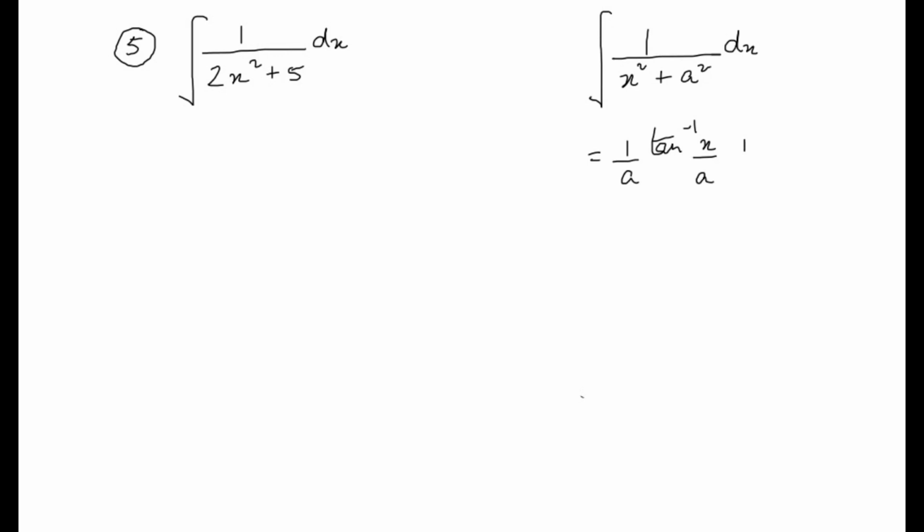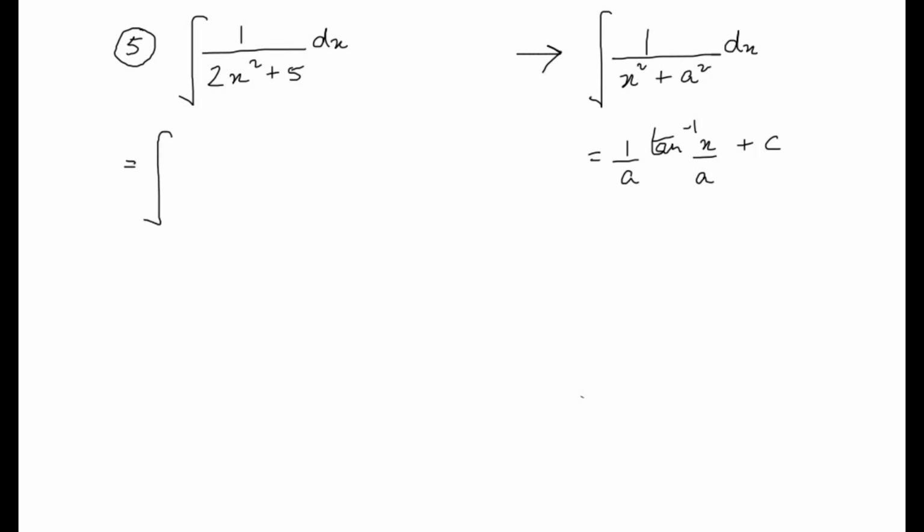Right? But the crux of this is that students often don't recognize this because it doesn't look exactly like x squared plus a squared in the denominator. So the thing that they forget to do is remove the coefficient of x squared. In order for this formula to work, x squared can't have a coefficient. So what do we do? We manipulate the equation.